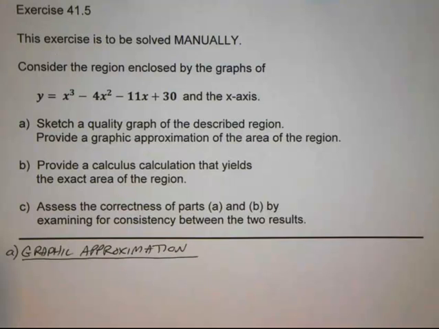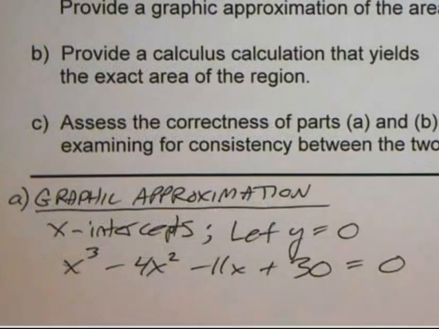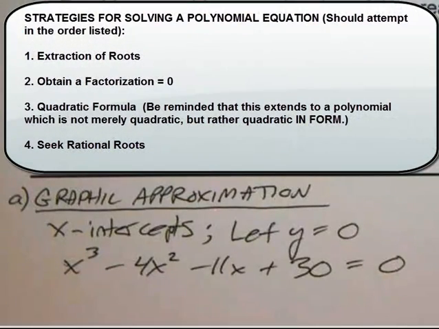For x-intercepts, we would let y equal 0, and the resulting equation is x cubed minus 4x squared minus 11x plus 30 equals 0. Okay, this is a polynomial equation, and for those, we usually have 4 lines of strategy we try to apply in order. First, extraction of roots. Second, obtain a factorization equal to 0. Third, a quadratic formula. And fourth, seek rational solutions.